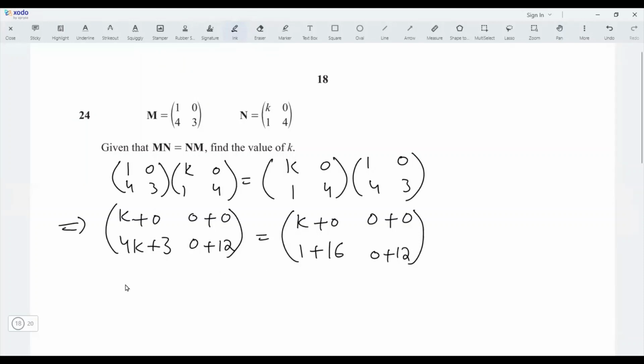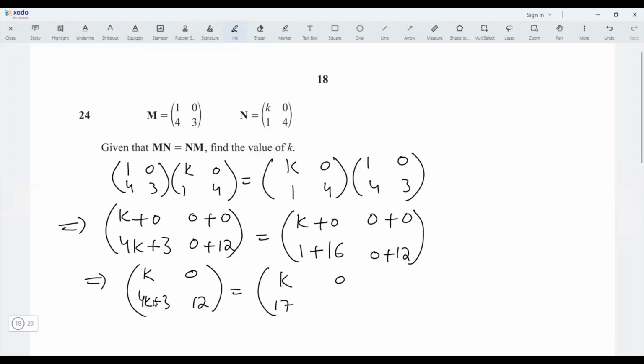So we can see clearly that corresponding elements are equal. K is 0, 4K plus 3, and we can say it is 12 here. So all corresponding elements are equal. So how can we solve?